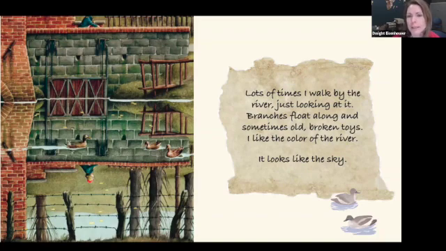Was there anything in the text that starts to make you wonder or ask questions? Anything unusual? I was kind of wondering why there are old broken toys floating down the river. Where would those come from? Why would they be in the river? We'll see if we can find any answers to that later on.